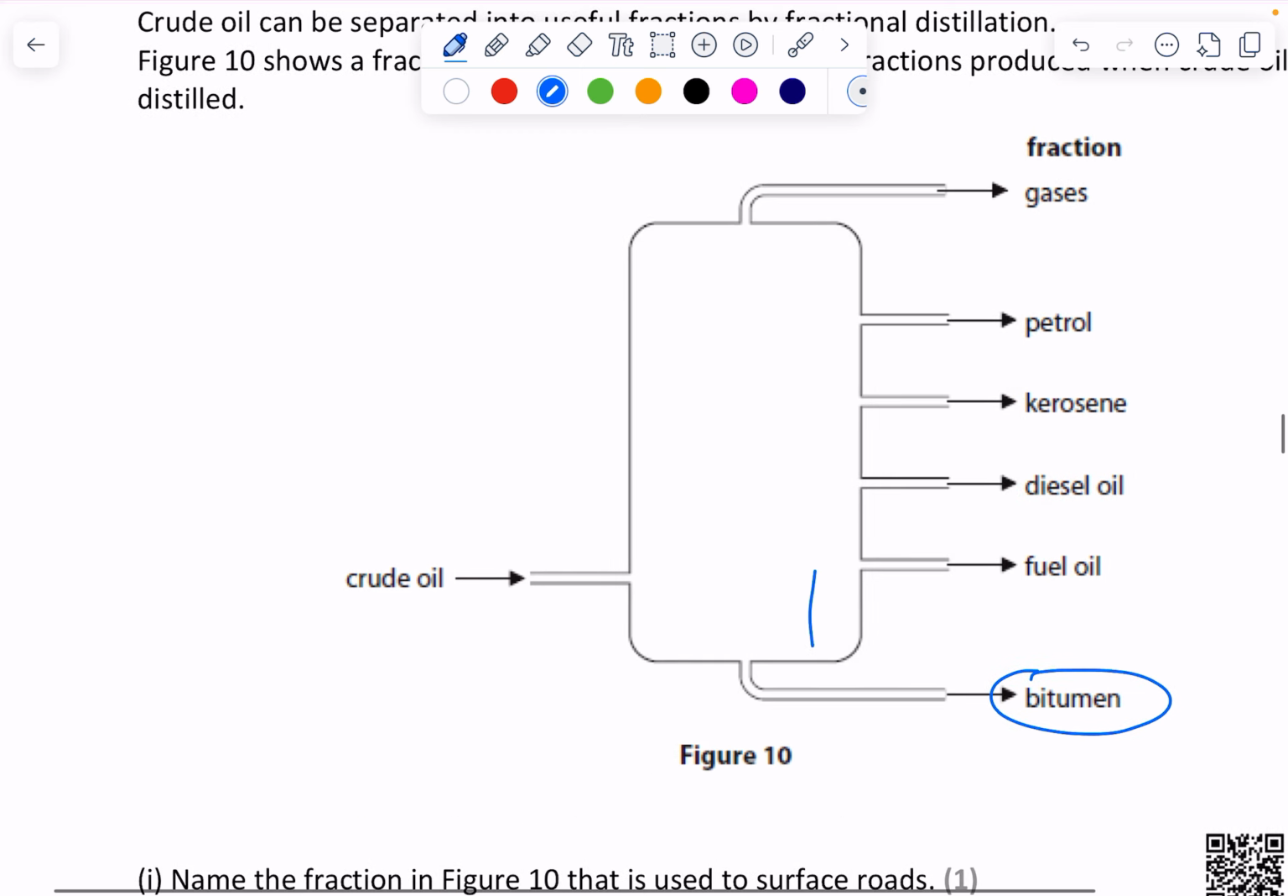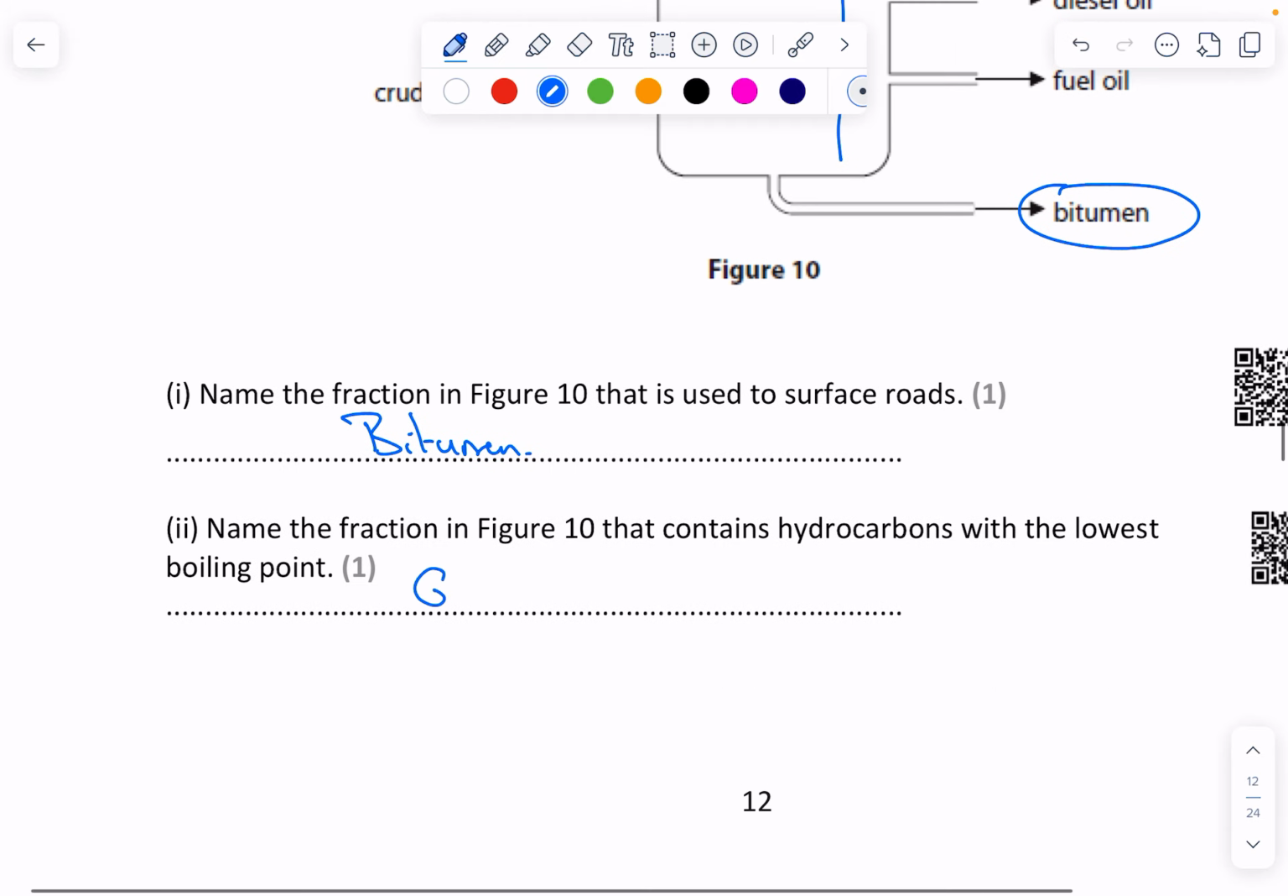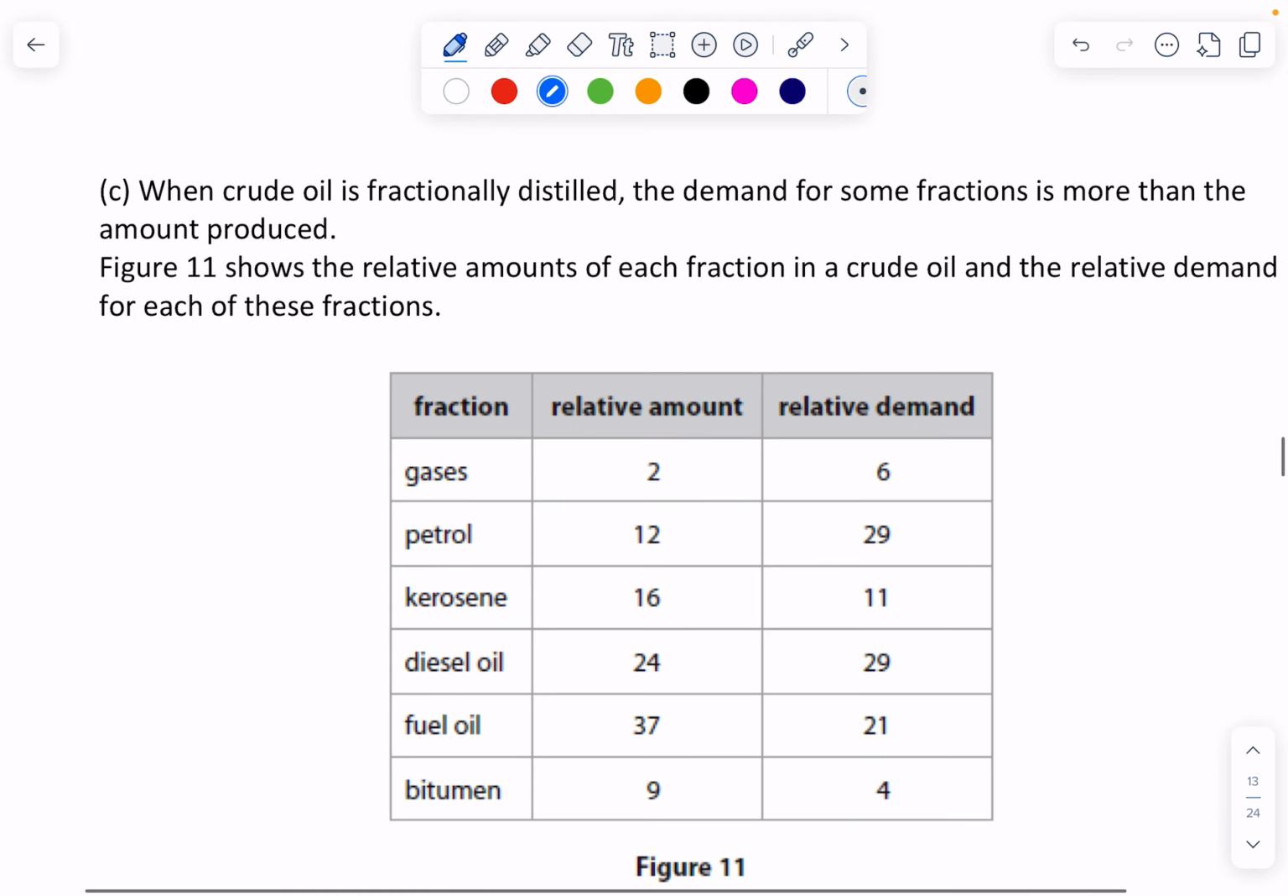Name the fraction that contains hydrocarbons with the lowest boiling point. So if you remember, as you go up the fractionating column, the hydrocarbons get shorter and therefore the boiling point gets lower. So the one at the top is going to be the lowest boiling point, and that is the gases.